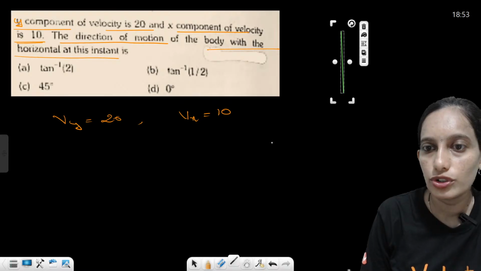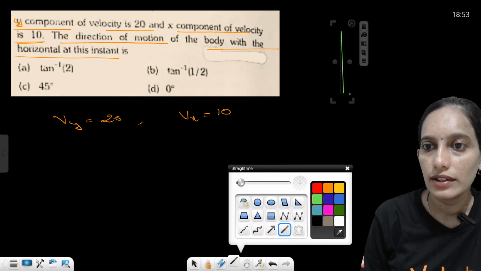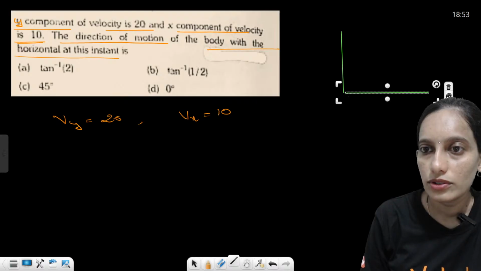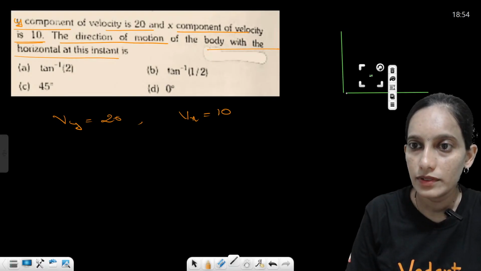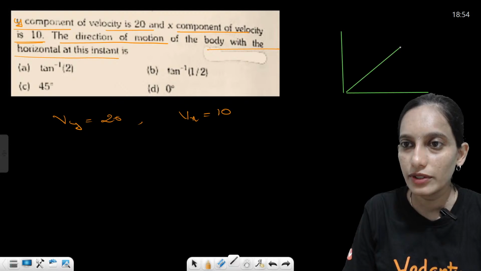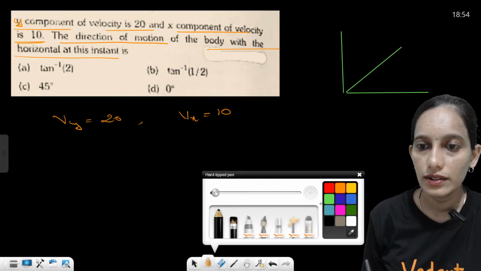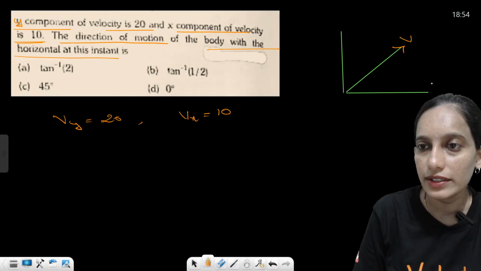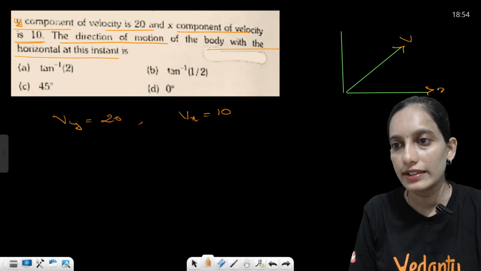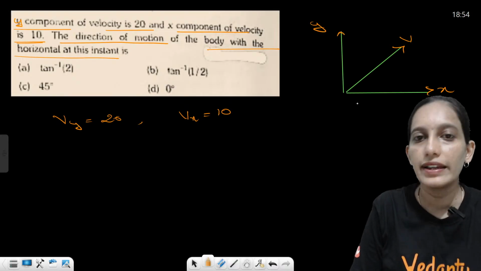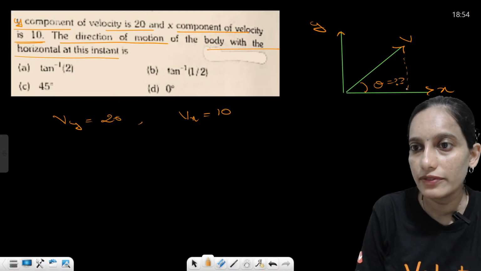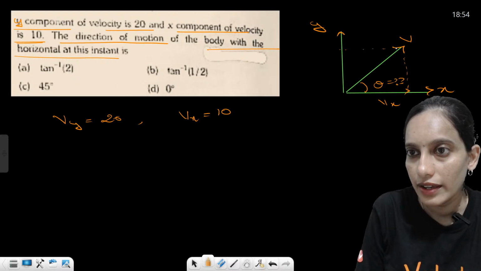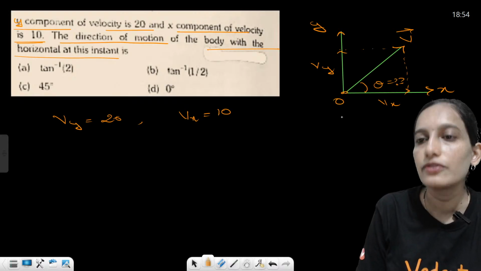So direction of motion with the horizontal ಅಂದ್ರೆ ಏನಾಗುತ್ತೆ? We can say this is our vector. Okay, velocity vector. This is our horizontal or our x-axis. This is our y-axis. So ಈ theta value find out ಮಾಡಬೇಕು. ಓಕೆ, ನಮಗೆ ಏನು ಕೊಟ್ಟಿದ್ದಾರೆ? Vx ಕೊಟ್ಟಿದ್ದಾರೆ and Vy ವ್ಯಾಲ್ಯೂ ಕೊಟ್ಟಿದ್ದಾರೆ. ಕರೆಕ್ಟ್? Vx and Vy ವ್ಯಾಲ್ಯೂ ಕೊಟ್ಟಿದ್ದಾರೆ.